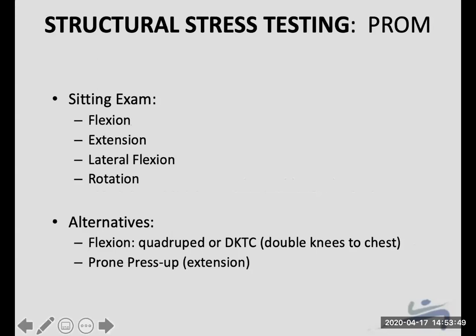So for example, looking at flexion, we could have the patient in quadruped and then sit back on their ankles while keeping their hands on the table. So basically a double knees to chest, or a supine double knees to chest as well, potentially. Or with our extension, we could potentially have the patient keep their pelvis on the table and either come up onto their elbows or up onto their hands while they arch their back.